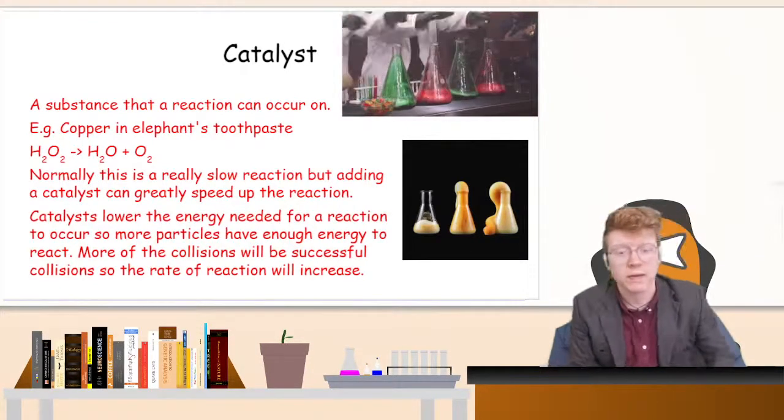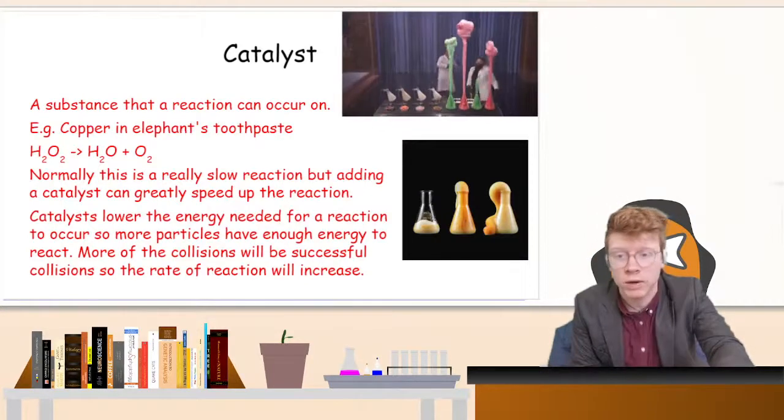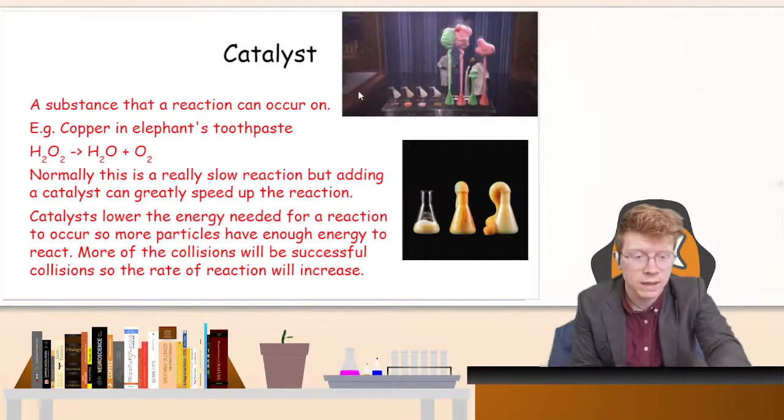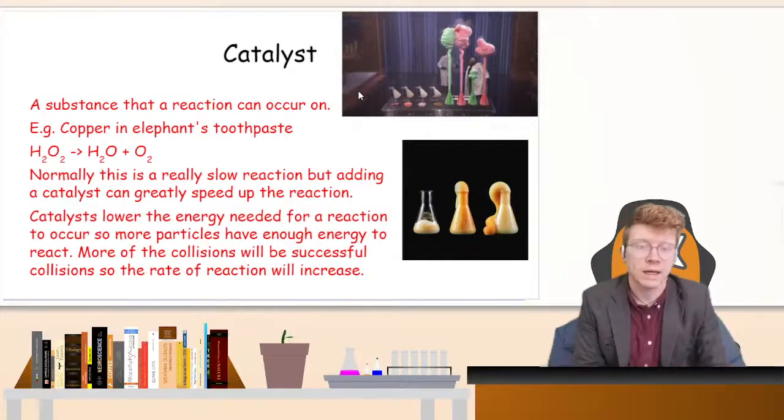Other examples of catalysts include the enzymes in your body. So enzymes are little molecular machines, and those little molecular machines do jobs around the body. For example, in plants, turning sugars into starches. So that's what catalysts do, and they speed up how quickly those reactions happen.